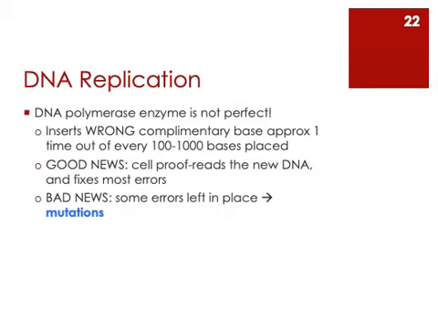Now, the good news is that the cell will proofread any new DNA that gets made, and in fact catch most of the errors that enzyme makes. That's good news. The cell proofreads that brand new DNA, and if it finds a mistake, it will fix the mistake. The bad news is that all biological systems are imperfect, so even the proofreading system makes mistakes. Sometimes these mismatched bases remain there, and you end up with a mutation.